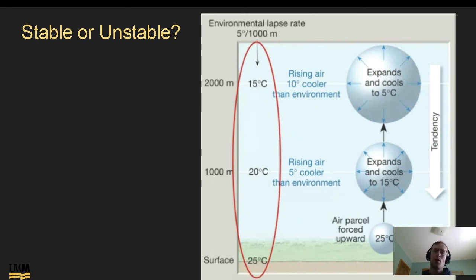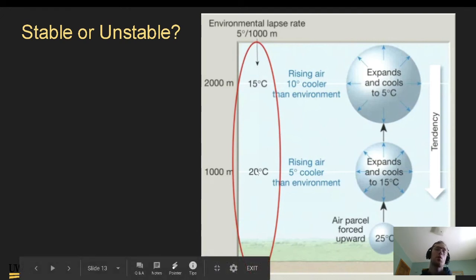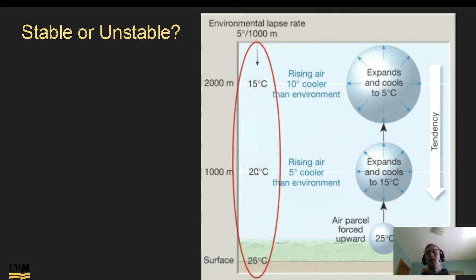Well, if you look at the parcel temperature, initially it's 25, and the environmental temperature is also 25. But as you rise up to 1,000 meters, notice the environmental temperature now is 20 degrees C, but the parcel cooled at the dry adiabatic rate, which is 10. So you subtract 10 from 25, and the parcel is now 15. So the 20 of the surrounding air is warmer than the 15 of the parcel. So the parcel wants to sink, or it wants to stay where it is. It doesn't want to rise any further.